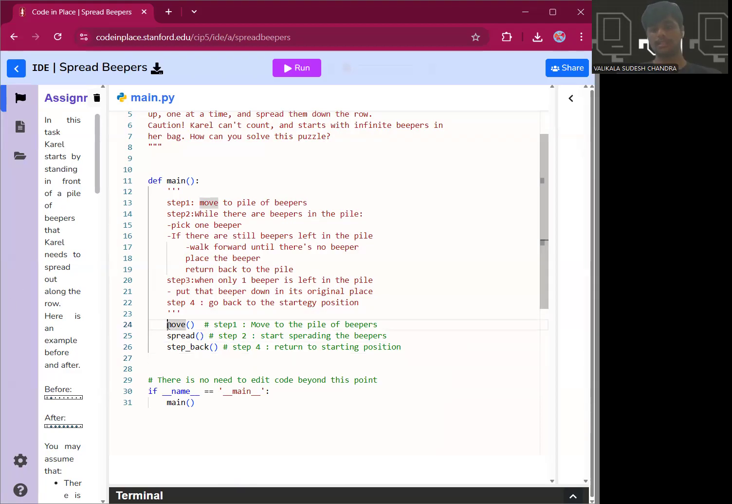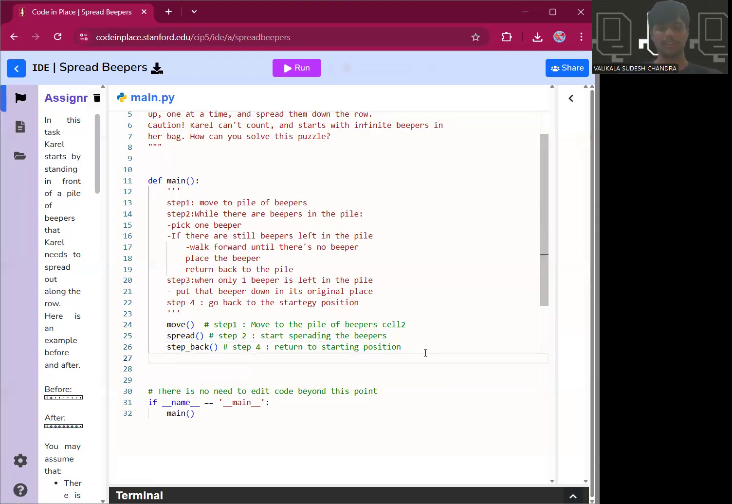We are moving to cell 2. After moving to cell 2, we're going to perform 2 operations in the spread function, which is custom-made. That is picking up the beeper and placing it in the next cell where there is no beeper present, until only one beeper is present at cell 2. And once there is only one beeper, it will go back to its initial position.